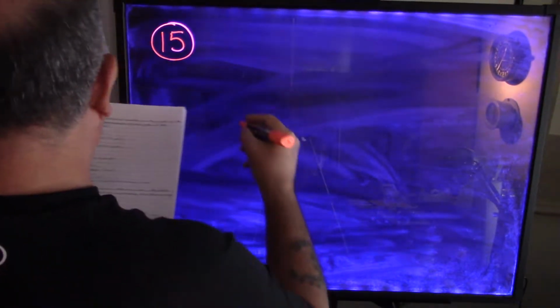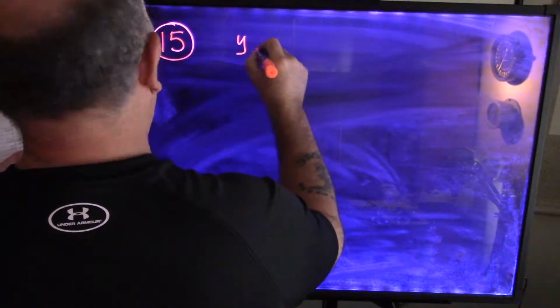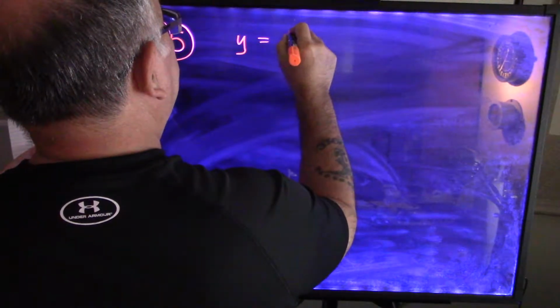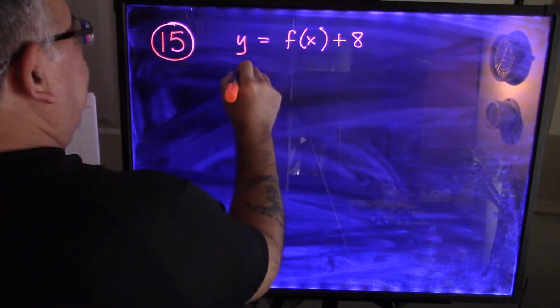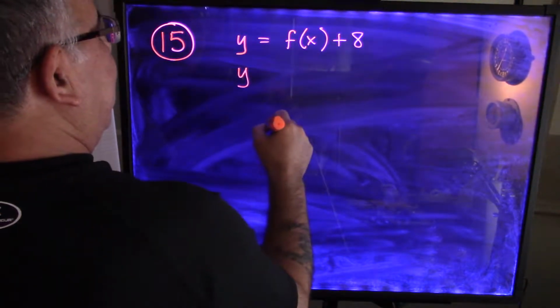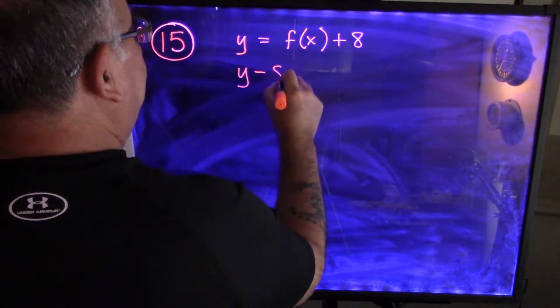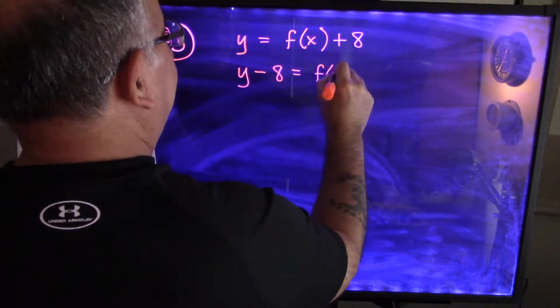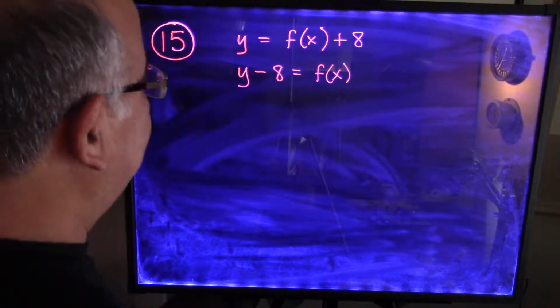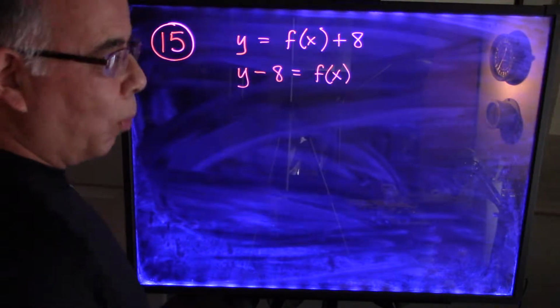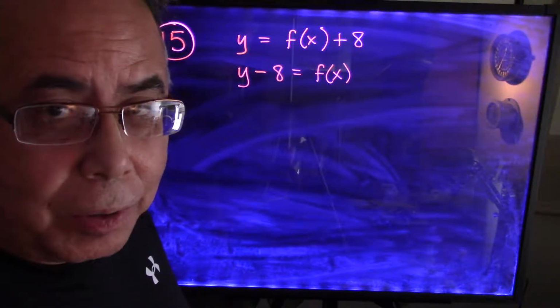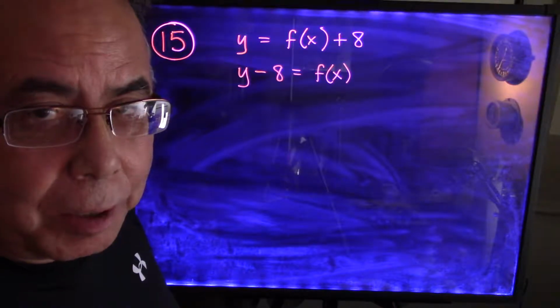Okay, number 15. Y equals f of x plus 8. The 8 is on the outside of the input. It's not in the input. I can write it in the form y minus a constant. Just subtract 8 from both sides, so you've got y minus a positive 8 equals f of x. Written like this, it tells me immediately what's going on. This constant is next to the y. Think y-axis as being vertical, so we're talking about a vertical shift, up or down.